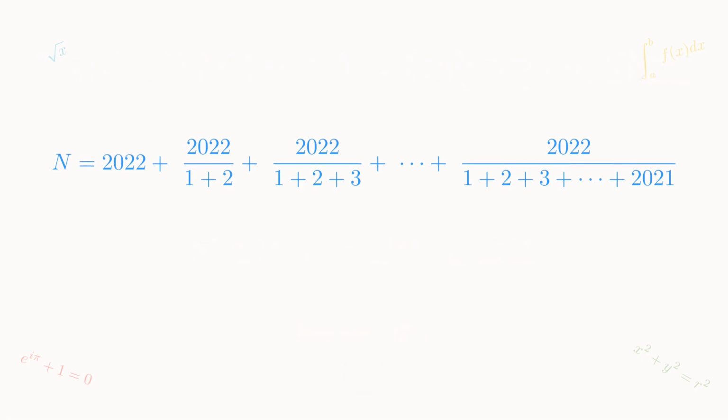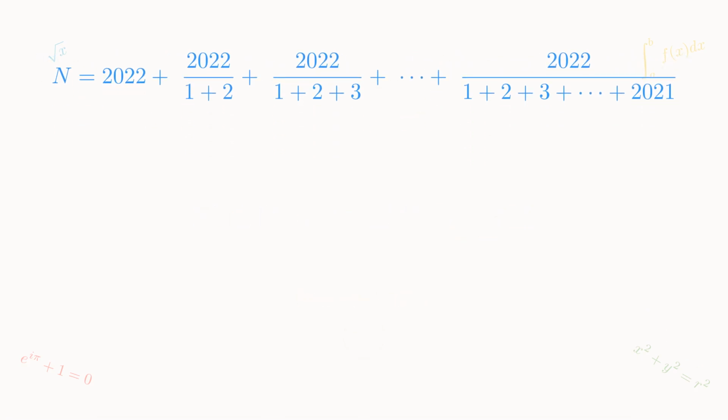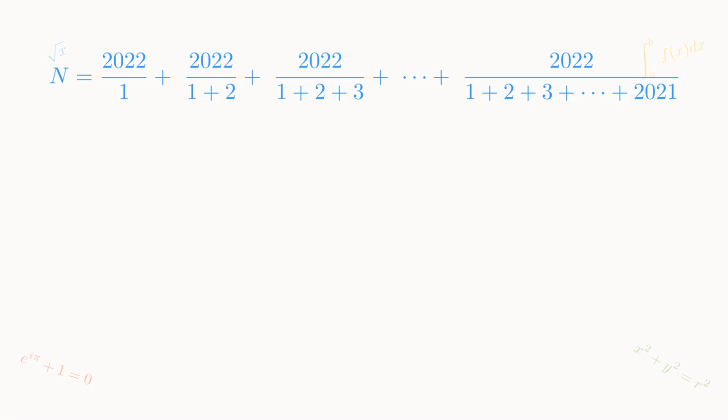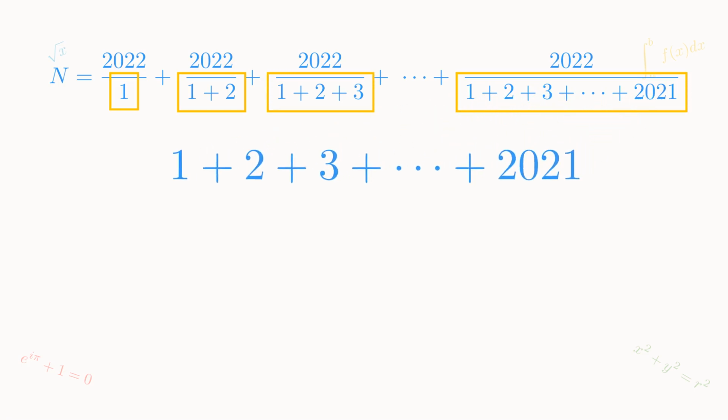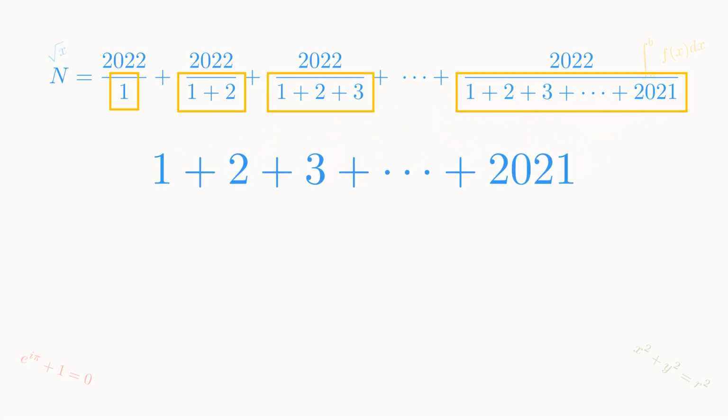We are given an n as a sum of terms, where the numerator is always 2022, and the denominator consists of sums of consecutive numbers. Let's examine the denominators closely. Notice that they are all sums of consecutive numbers. The first denominator can be considered as 1, the second is 1 plus 2, the third is 1 plus 2 plus 3, and this pattern continues throughout.